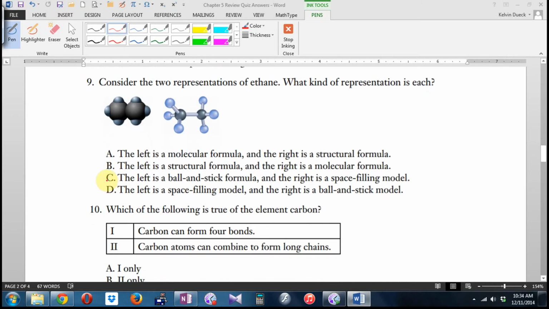Consider the 2 representations of ethane. Looks like ethane is C2H6. What kind of representation is each? The left is a molecular formula? No. The left is a structural formula? No. The left is a ball and stick formula? No. You know what? The right is a ball and stick model. The left is a space filling model. I'm not going to ask you to draw these on your test. I will ask you to recognize them on your test.